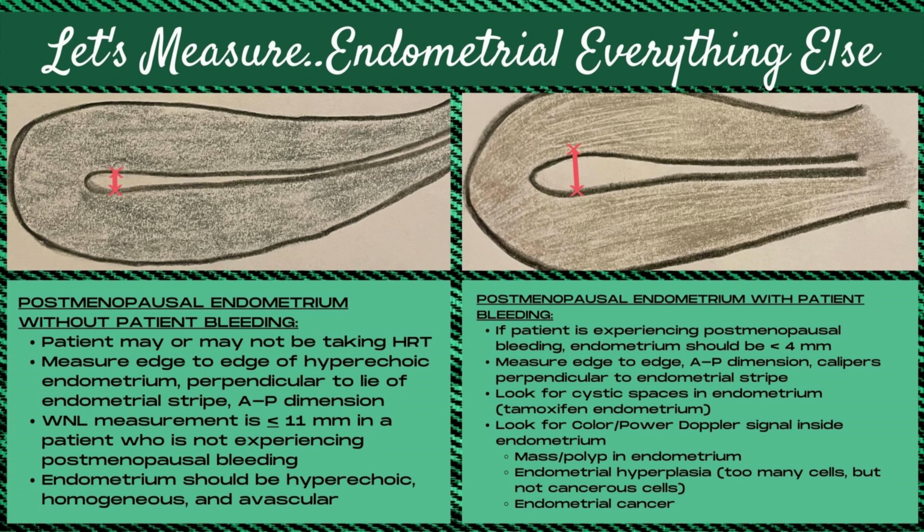The endometrium should appear hyperechoic, homogeneous, and avascular. In a postmenopausal endometrium where the patient is experiencing bleeding, the endometrium should be less than 4 millimeters, and you want to measure edge to edge in the AP dimension with the calipers perpendicular to the endometrial stripe. And you want to look for any changes to the endometrium. Is it heterogeneous? Is it thickened? Are there any internal cystic spaces? And or is there any flow within the endometrium with color or power Doppler?